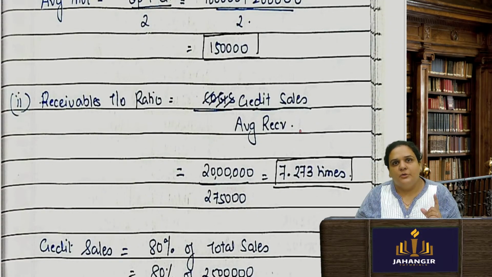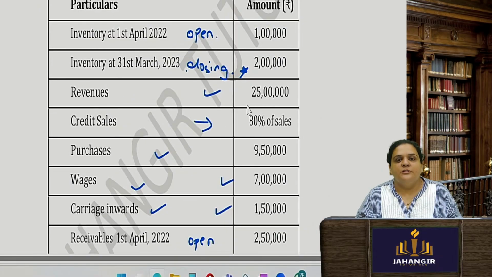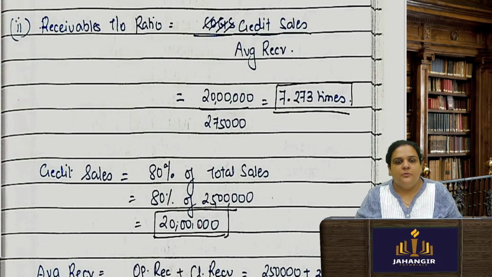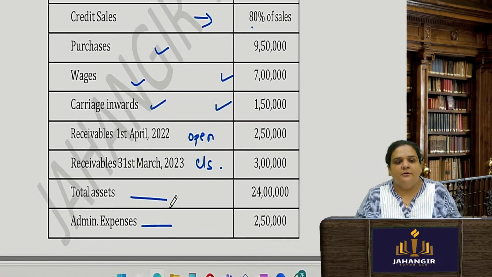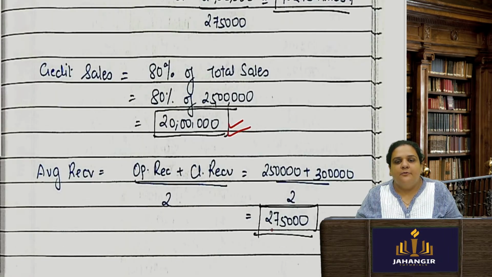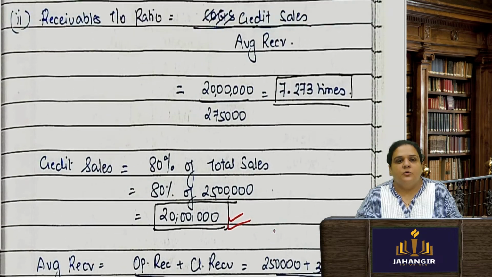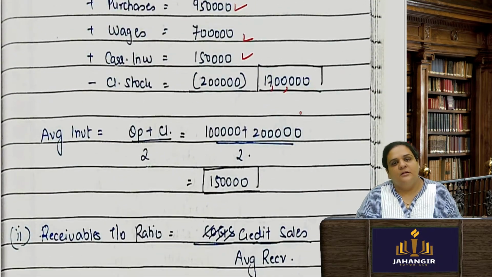Receivables turnover ratio is credit sales upon average receivables. How much will be the credit sales? They have told me my revenue is 25 lakhs, 80% is on credit. So 25 lakhs into 80%, 20 lakhs. And average receivables will be opening plus closing upon 2, both given to me. 2 lakh 50 plus 3 lakh divided by 2, 2 lakh 75. So 20 lakhs divided by 2 lakh 75, 7.273 times. So simple.